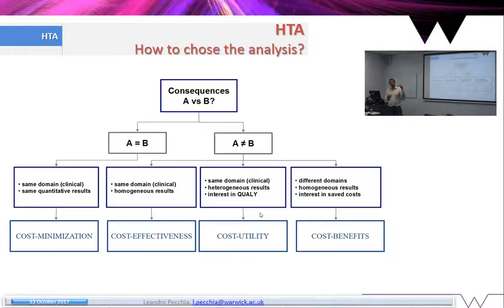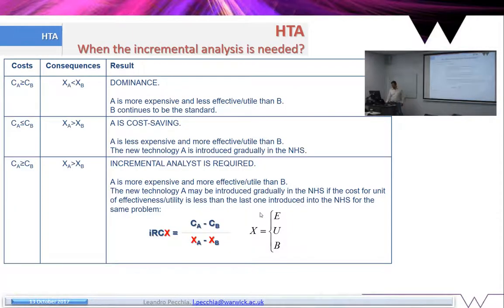That's the only case, in my opinion, in which you need a cost-benefit analysis. Otherwise, cost-utility should be able to solve the majority of your problems. Here is a more formal definition of incremental cost ratio, and here you can have efficacy, utility, or benefit. But I think the graphical representation that you saw before is enough to get you through the course.